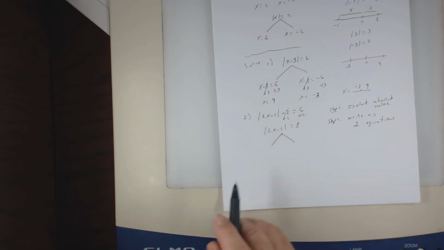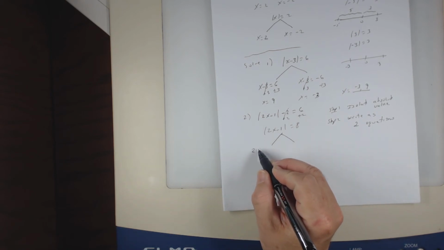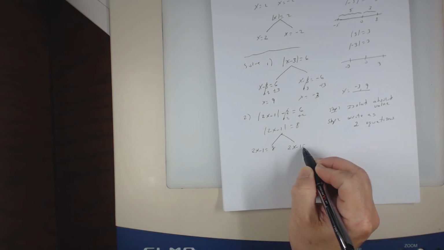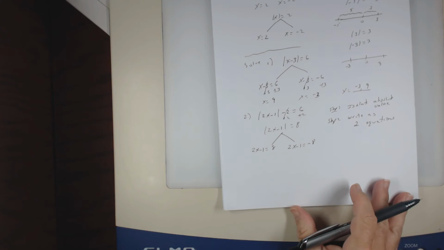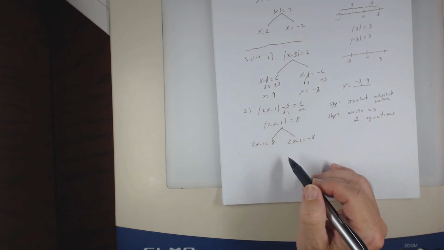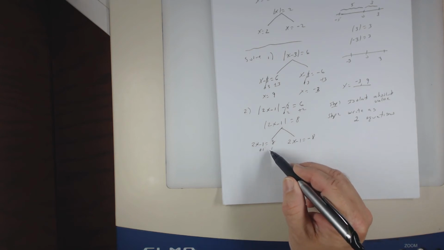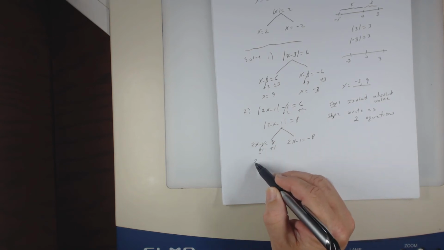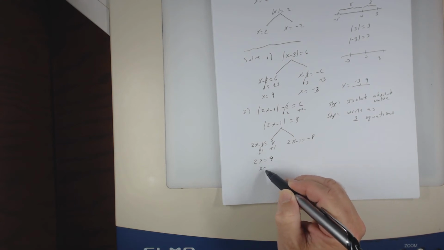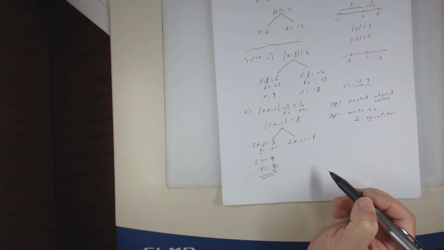All right? And so what's one of my equations? 2x minus 1 equals 8. And what's the other one? 2x minus 1 equals -8. Yep. And notice I went from an absolute value equation to 2 linear equations, and I just solve those linear equations. So I add 1 to both sides, combine like terms. What does 2x equal? 9. So what does x equal? 9/2. Okay, so there's one of your solutions.